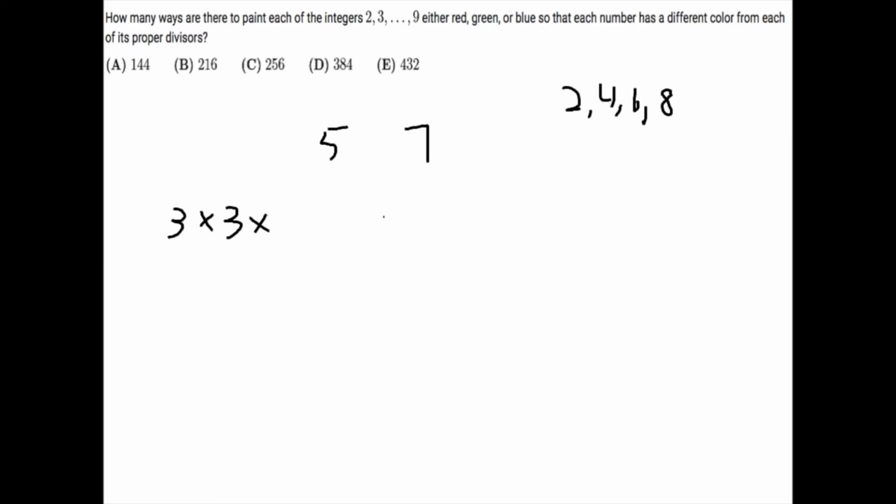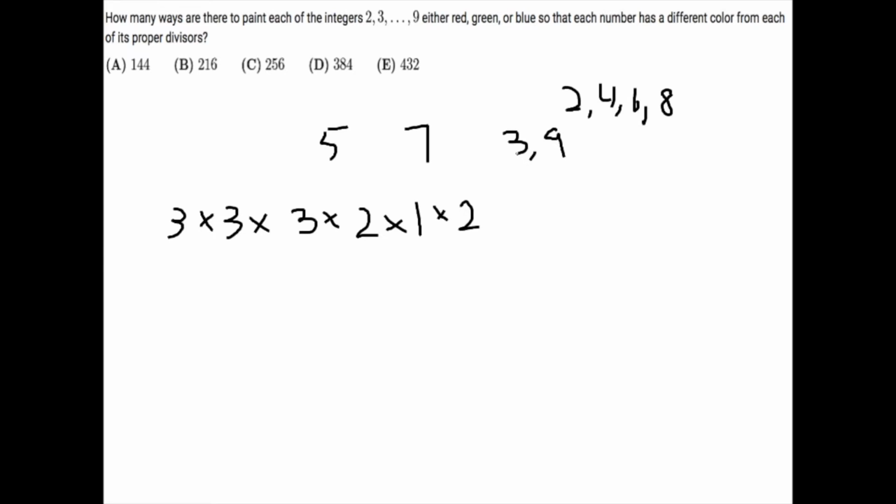Right? So we have 3 choices for 2, right? And then after that, we have 2 choices for 4 and 1 choice for 8. And 6 would just be either the color of 4 or the color of 8. So it's another 2. So after this, we're left with 3 and 9.